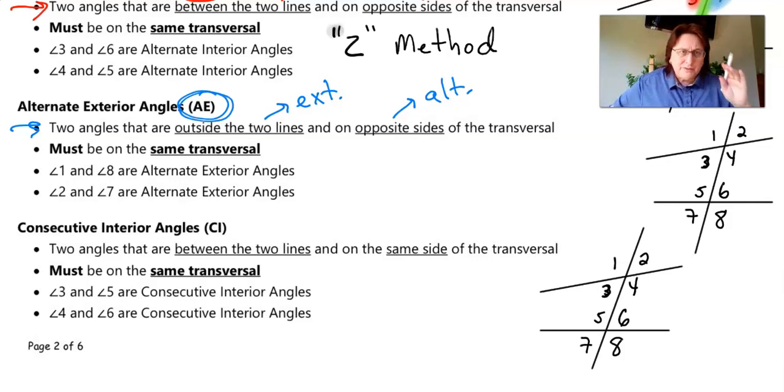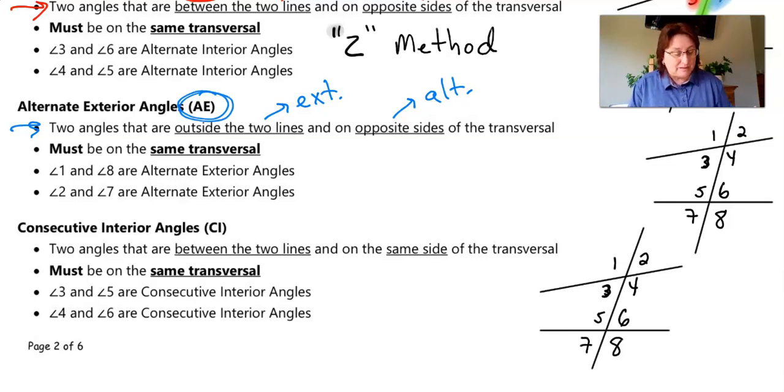Now, this one, we're only looking at the exterior angles. So we're only looking at 1 and 2 and 7 and 8. We don't even need to look at the ones that are inside. We're not dealing with those right now. We're looking at alternate exterior.